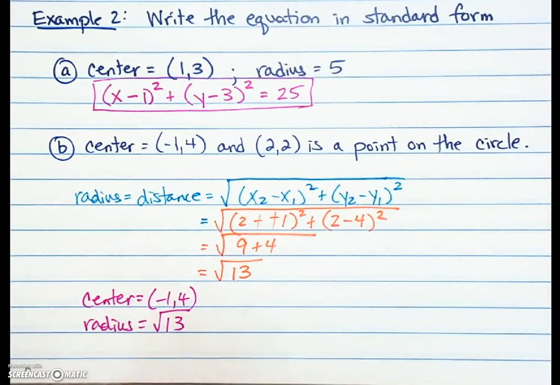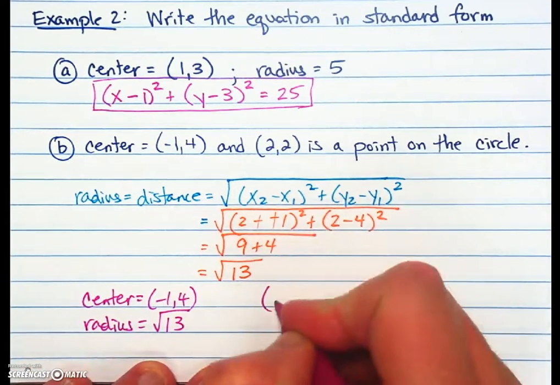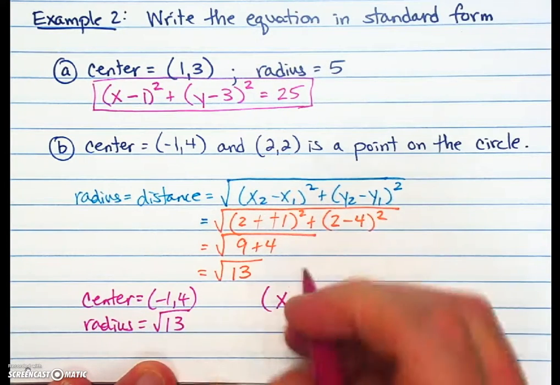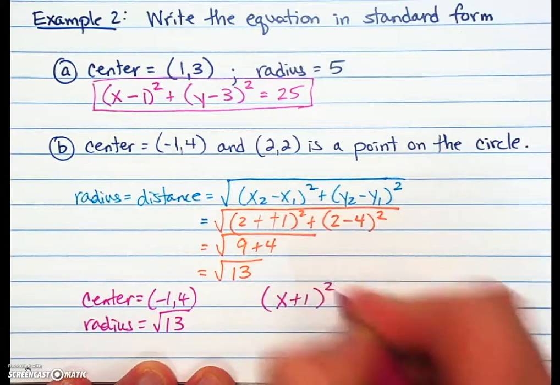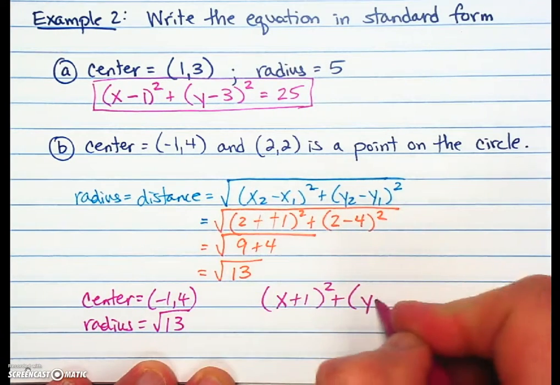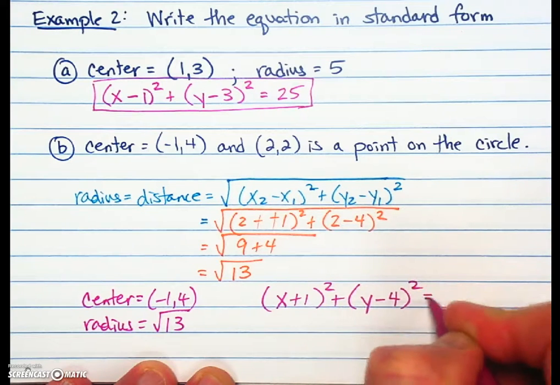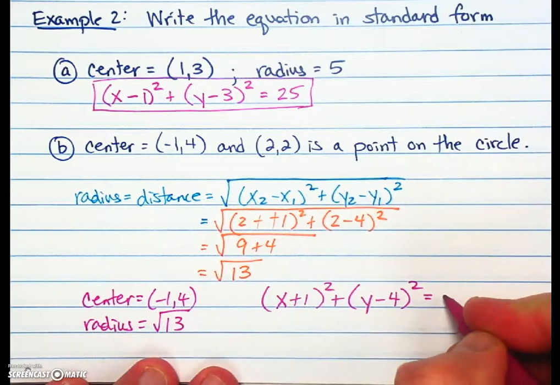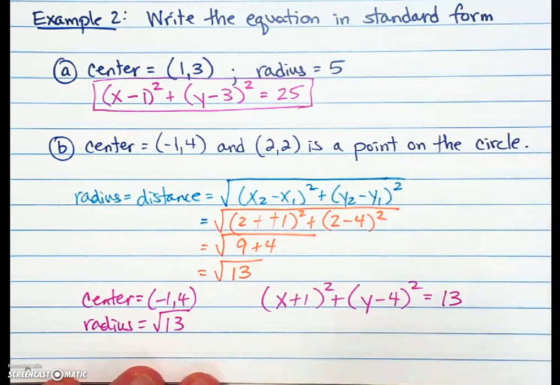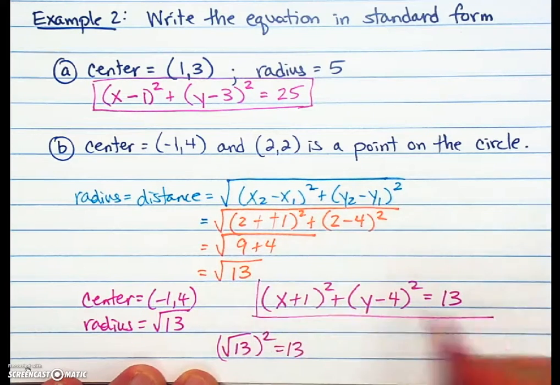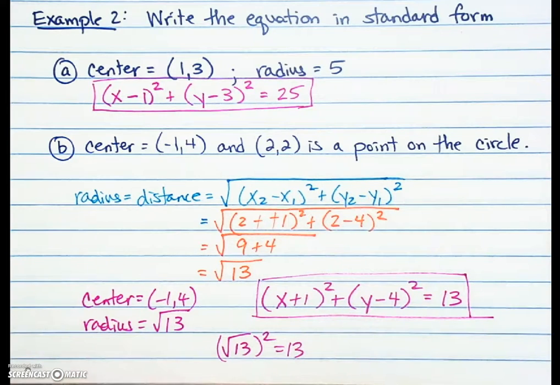Now it's just like example A. So I'm just going to write x, it'd be minus, or we do opposite, remember, opposite of h, so I'm going to go plus 1 squared, plus y, do opposite of k, minus 4 squared, equals, and now when you take the square root of 13 and you square it, it gives you a positive 13. The square root of 13 squared equals 13. And there is my equation.